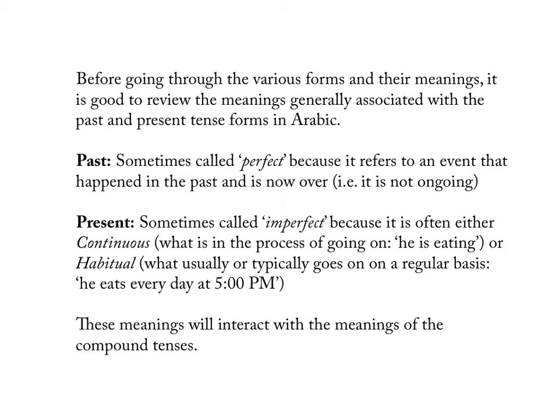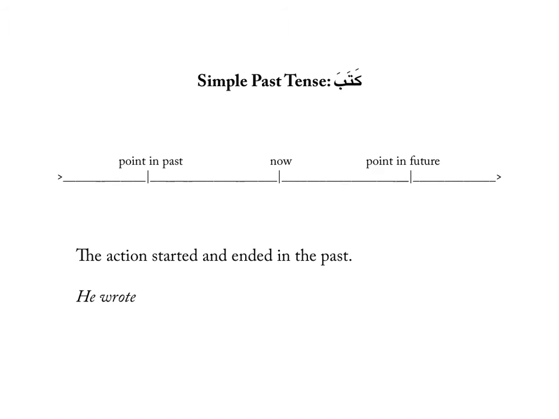Now these meanings are going to interact with the meanings of the compound tenses. So the simple past tense, kataba, means that you're specifying some point in the past and you're saying that the action happened at that point. And so kataba means at some point in the past he wrote, and the writing is now complete. So the action is limited to that point in the past.